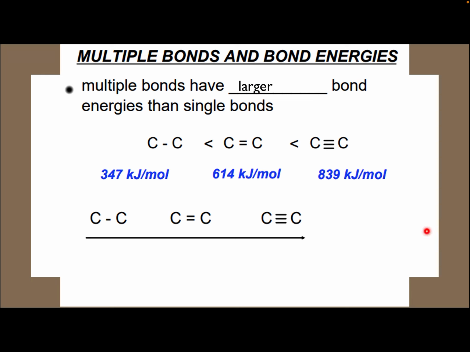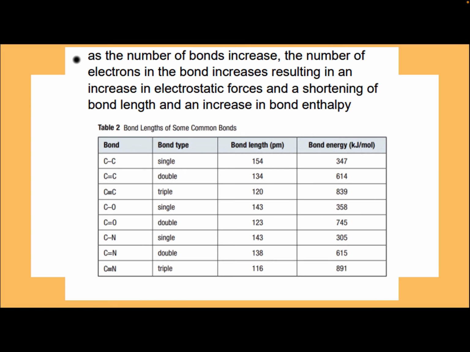So when we look at multiple bonds and bond energy, multiple bonds have larger bond energies than single bonds. In this situation, this is a single bond, then we have a double and then a triple bond. As you can see, the larger the bond, the more energy is needed. So the bond energies increase as the bond order increases.